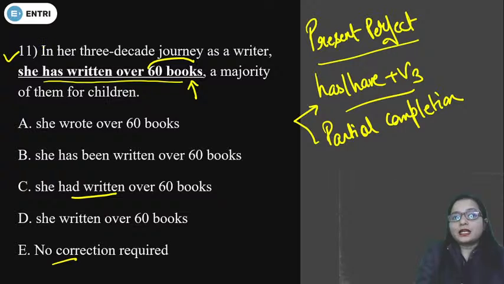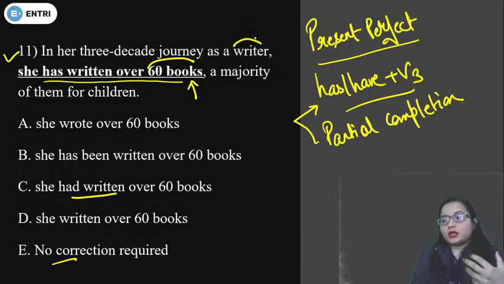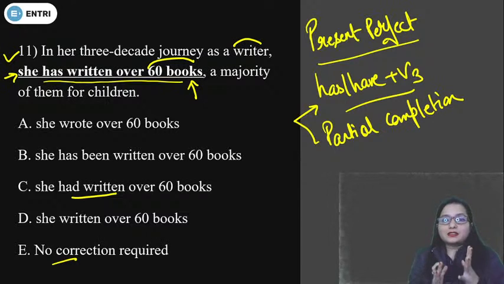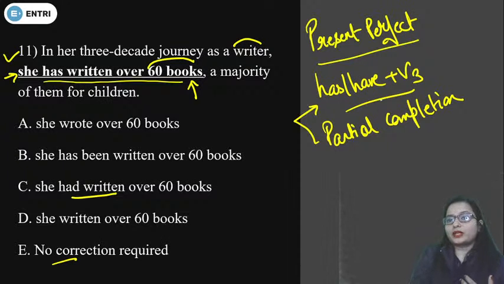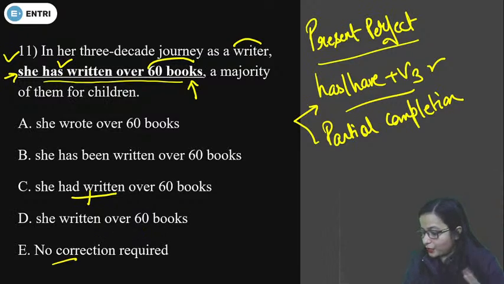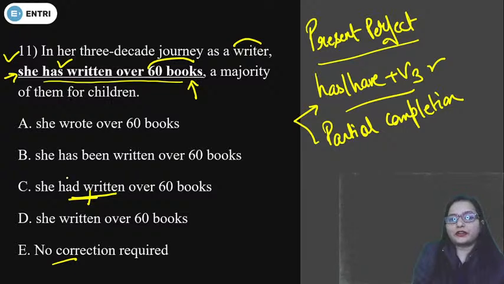Understood? Why? Because the writer is not dead. Okay, she's alive, and she has completed this task of writing 60 books, but the work is still in progression. Still is in continuation. So in this context we have to use present perfect tense, which is already written here. Okay, we cannot use had written here because it shows us past of past, and we do not require it here. So no correction is required for this statement. Understood?